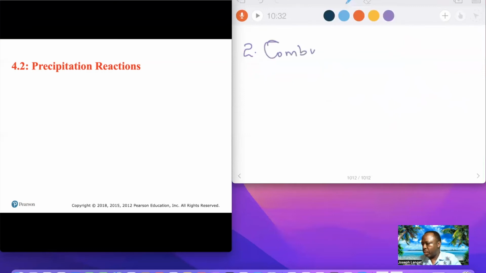Two, combustion reaction. It involves a reaction between an element or a compound with oxygen. Combustion involves oxygen. Three, acid-base neutralization.